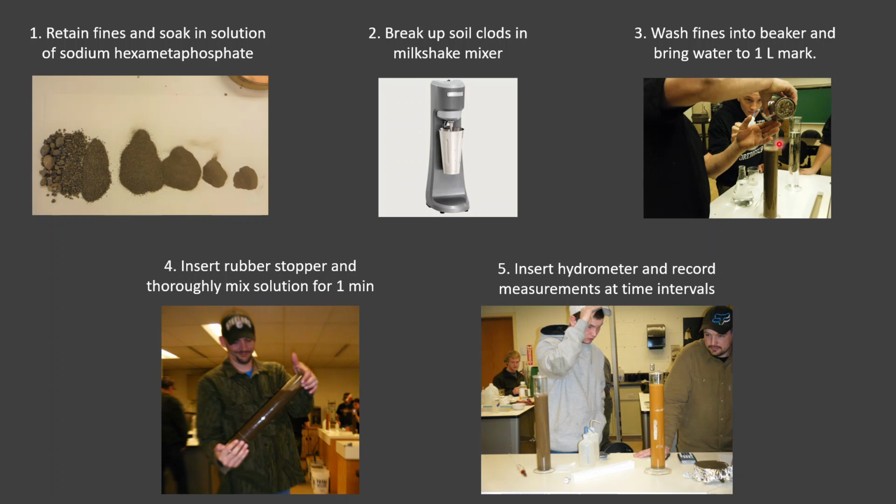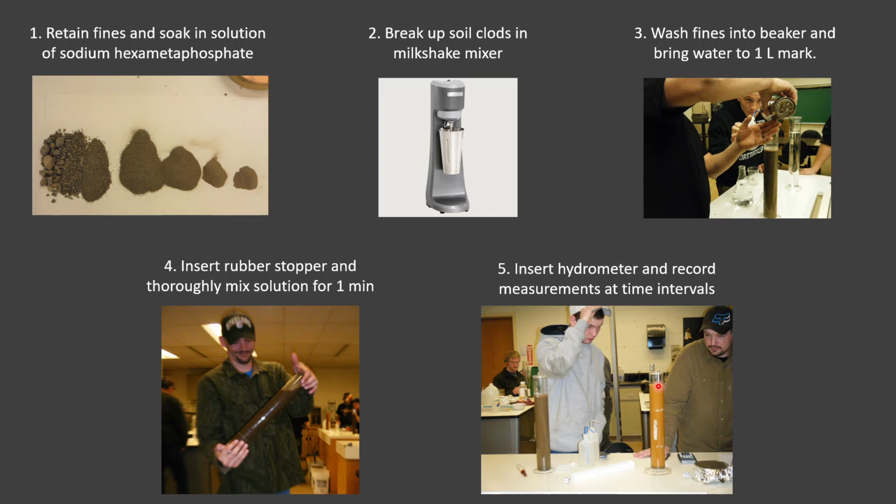We're going to put a rubber stopper on top of that beaker, and we're going to rock the beaker back and forth for 60 seconds to equally distribute all of the soil particles throughout this solution. And then we set the beaker down and immediately begin a timer and insert the hydrometer into the solution, and record the height reading along the scale at time intervals.